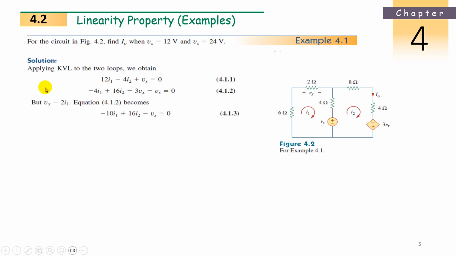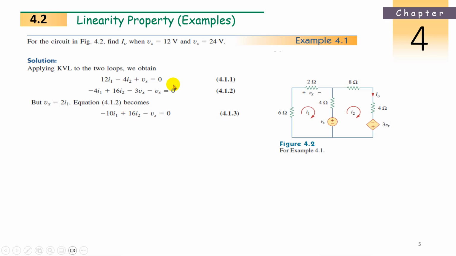Next. Now, what is Vx? Already we know. Where is the Vx? Here. I1 only is flowing in this resistance. What is Ohm's law? Vx is equal to 2 times I1, as per Ohm's law. So now substitute the Vx here. So minus 4 I1, minus 3 times 2 I1, which is minus 6 I1. So minus 10 I1 it will become, plus 16 I2 minus Vs equal to 0.